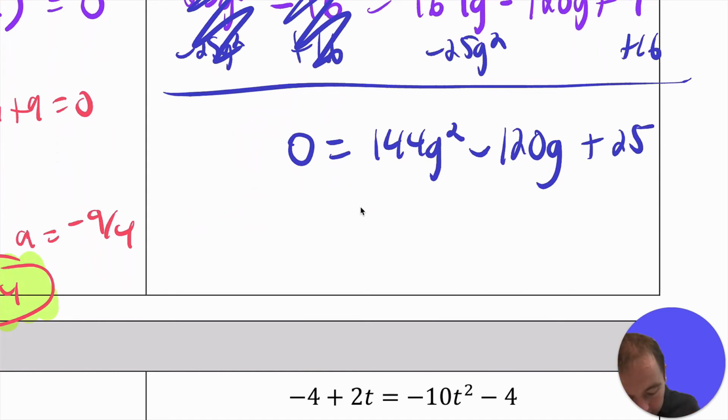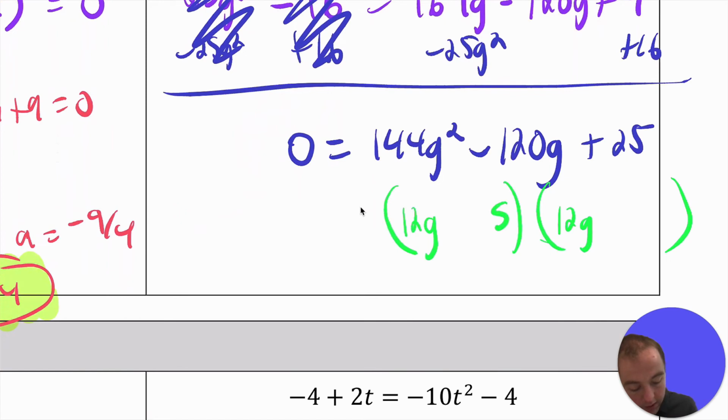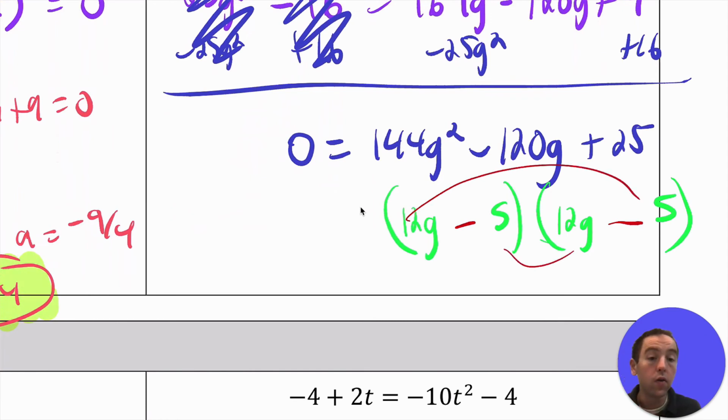So in this case, we've got 144, which we know is 12 times 12, and at the end we've got a 25. So we might think, okay, maybe it's 12g and 12g, and we can try 5 and 5. We have to make sure that we're going to get a negative 120 out of this. So if we make them both negatives, that's okay, because negative 5 times negative 5 is positive 25, and that would be negative 60g twice. Negative 60g does give you negative 120g.